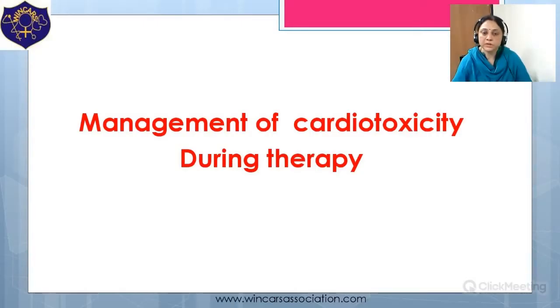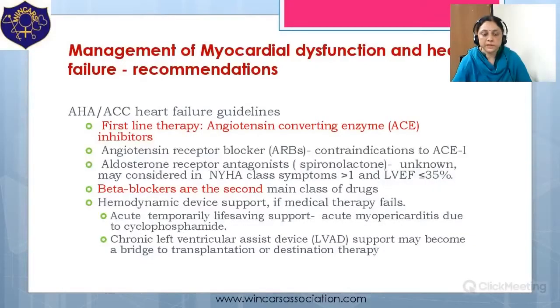Coming to management of cardiotoxicity during therapy. The guidelines for management of any cardiovascular disease in cancer patients is the same as in non-cancer patients with minor differences. Coming to management of myocardial dysfunction and heart failure, it's recommended to follow the ACC-AHA heart failure guidelines. The first line therapy is the ACE inhibitors. ARB should be given only for patients with contraindications to ACE. There is no evidence regarding the use of aldosterone receptor antagonist, that is spironolactone.